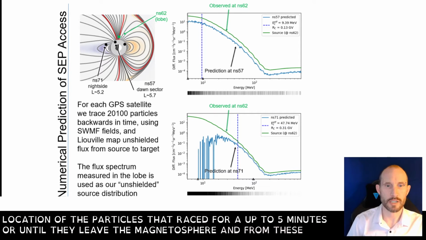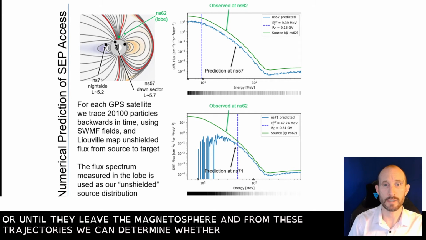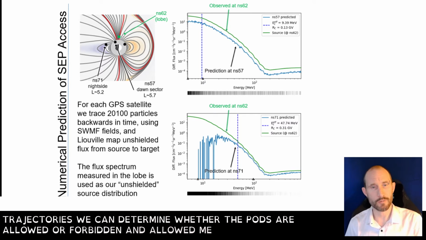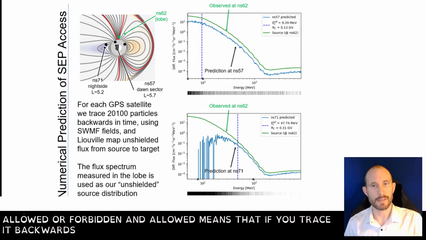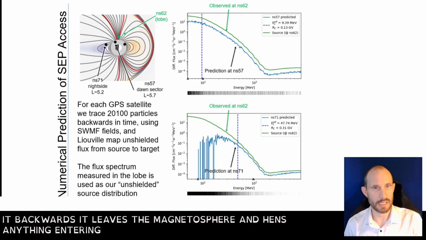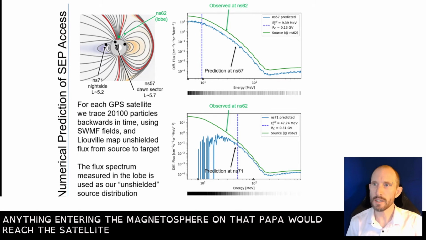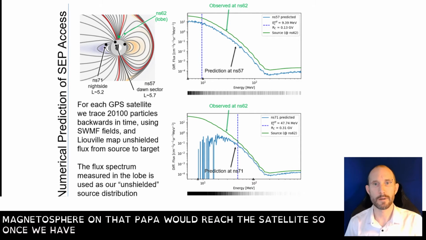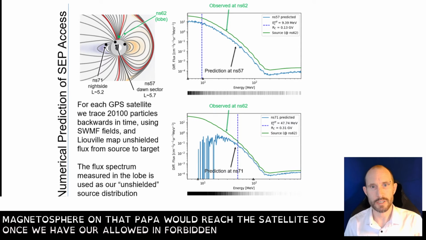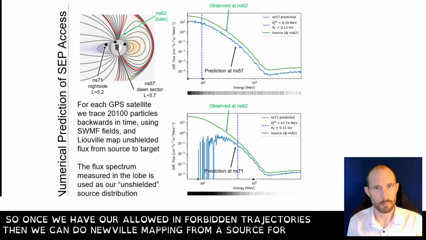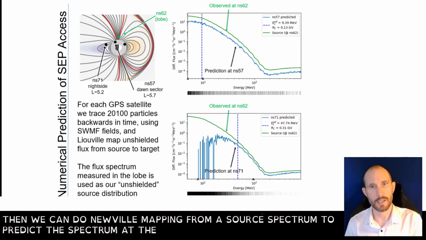And from these trajectories, we can determine whether the paths are allowed or forbidden. And allowed means that if you trace it backwards, it leaves the magnetosphere, and hence anything entering the magnetosphere on that path would reach the satellite. Okay, so once we have our allowed and forbidden trajectories, then we can do Liouville mapping from a source spectrum to predict the spectrum at the target.